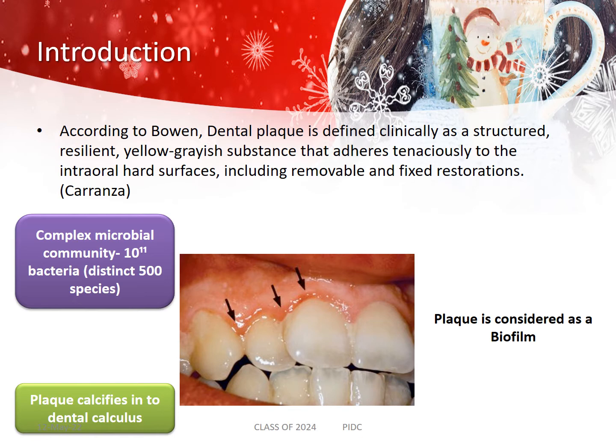So generally, plaque as a whole is a complex microbial community. Around 10 to the power 11 bacteria are present in just 1 gram of plaque, which has about 500 distinct species. So you can just imagine how much bacteria is present in just a small amount of plaque. Plaque later calcifies to become your dental calculus, and we will be seeing about this in the later classes. Plaque is also considered a biofilm, and why it is considered a biofilm, we'll again be seeing in the later classes.